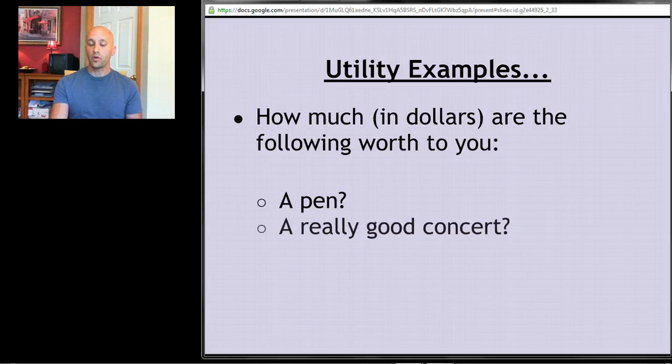What about something a little bit more difficult? A really good concert, an experience. Well, I'd simply perform the same experiment. Start at a penny, start at $1 million, and start working down that range.